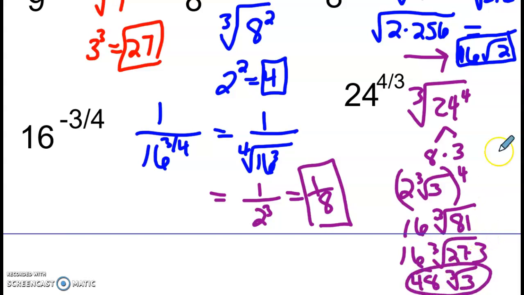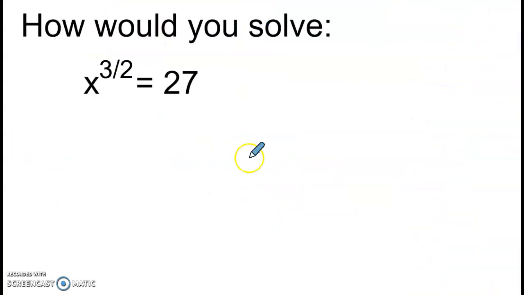I don't know if you think that's easier, or taking the cubed root of 24 to the fourth, which is 331,776. Yeah, I'm not a fan of that. I think I would go this way to simplify that. Okay, so just a refresher on rational exponents.